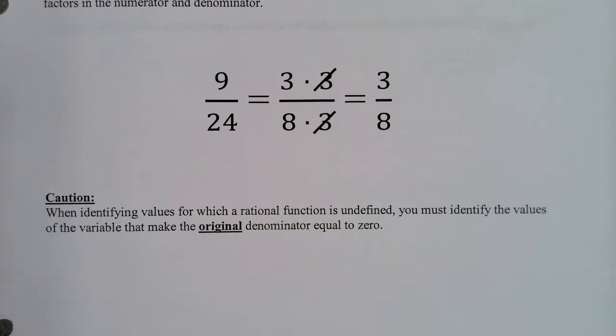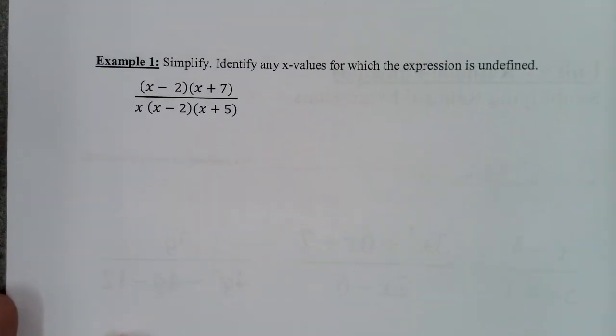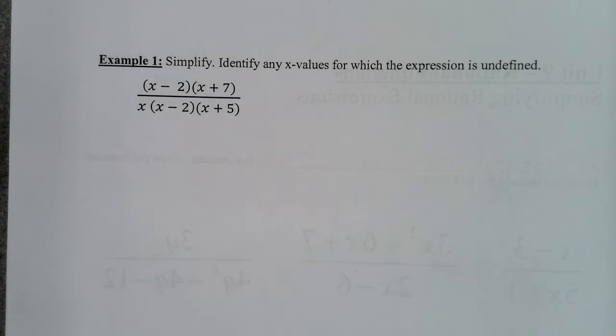All right, so just one thing to be careful of is when identifying values for which a rational function is undefined, you must identify the values of the variable that make the original denominator equal to 0. And I'll talk about that more when we get to the examples, which we'll get to right now. I have 6 examples in this lesson. So we'll start off with a nice, easy one. Simplify. Identify any values for which the expression is undefined, okay?